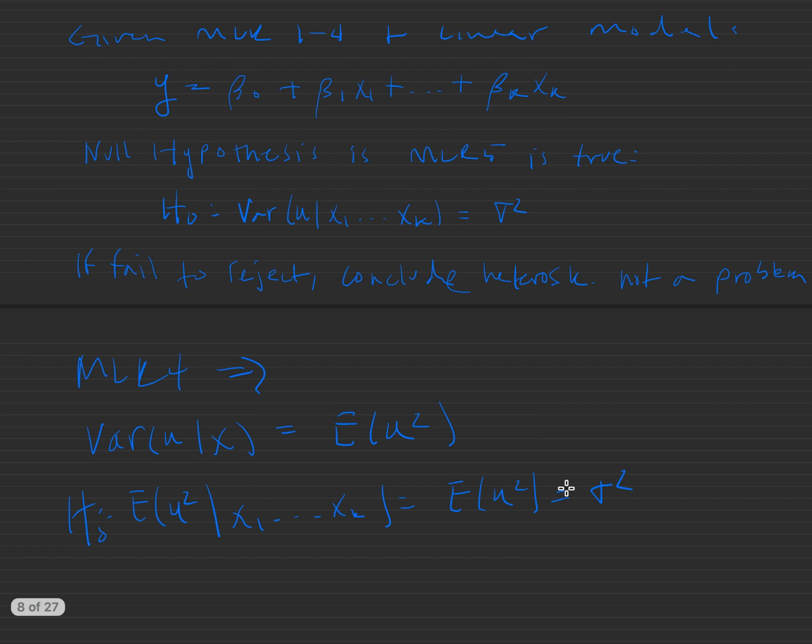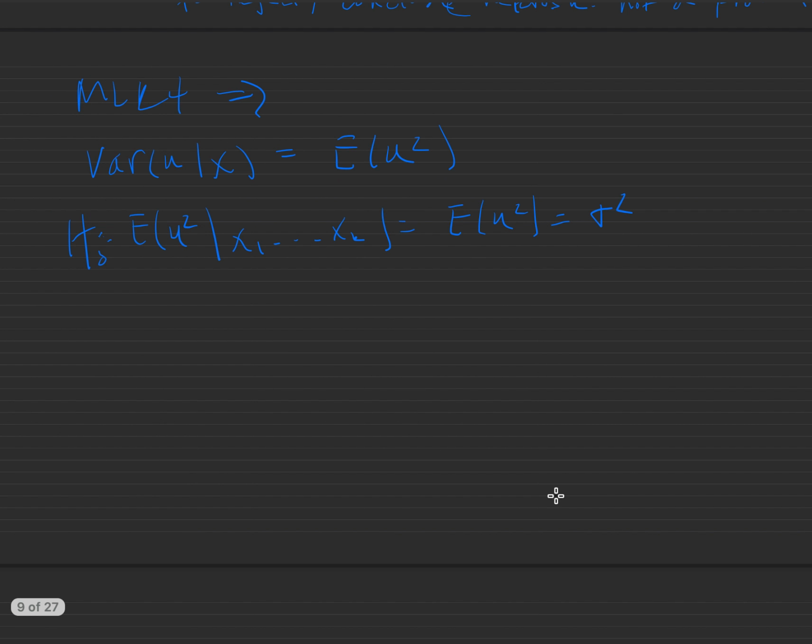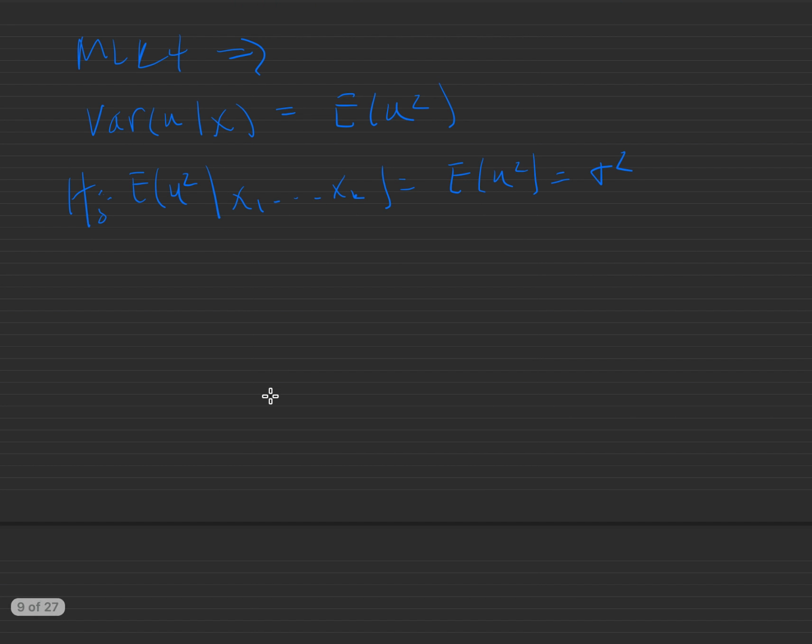If the null hypothesis is false, then the error may be any function of the x. We can assume a linear function for the test. So we are going to assume that u squared is equal to delta naught plus delta 1 x1 plus delta all the way through delta k xk.